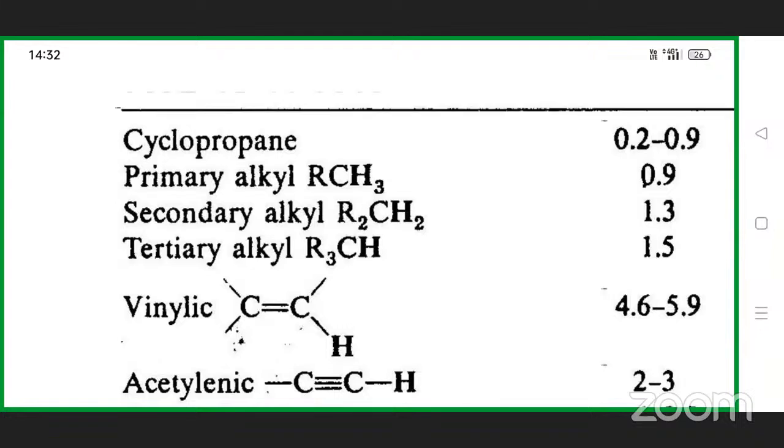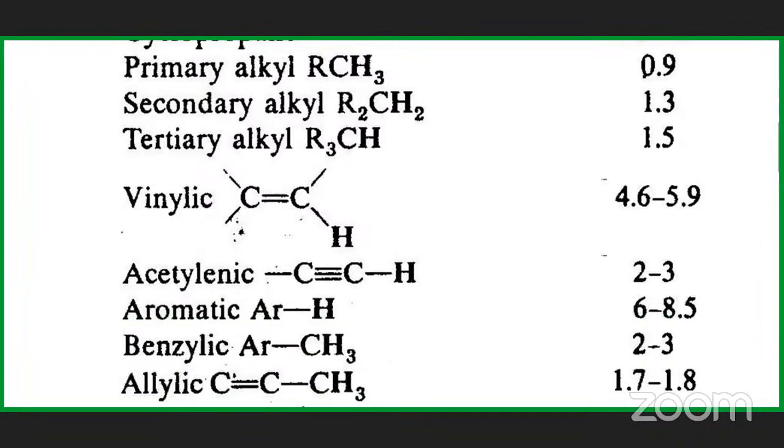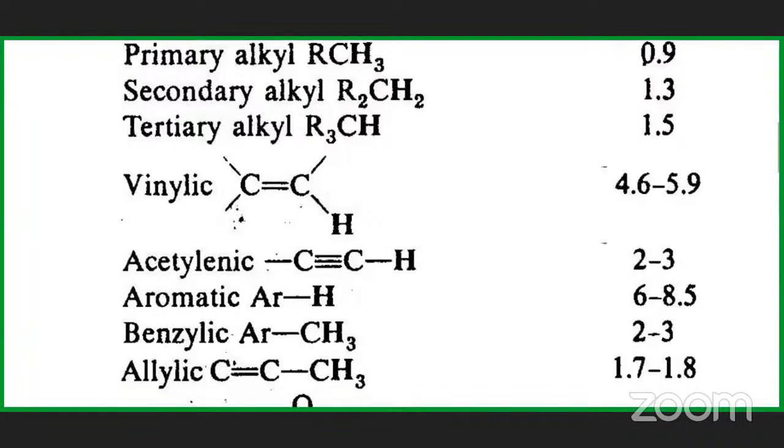So that particular principle or rule is deviated in this case. This deviation of the rule is due to the anisotropic effect. And what is the anisotropic effect, how does it have an impact, and what are the factors causing it to reduce or increase the delta values? We'll see later.